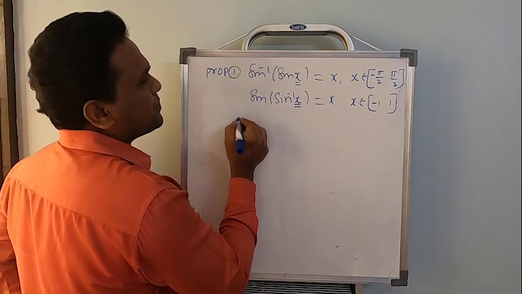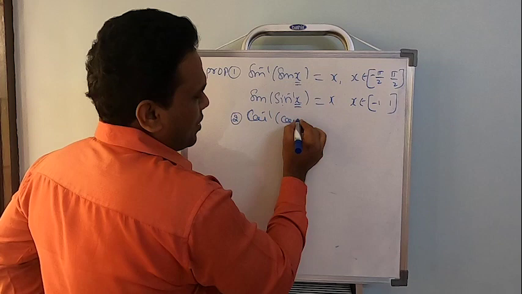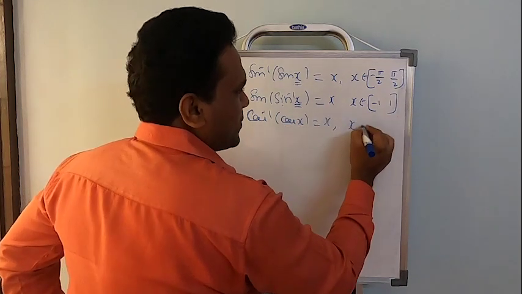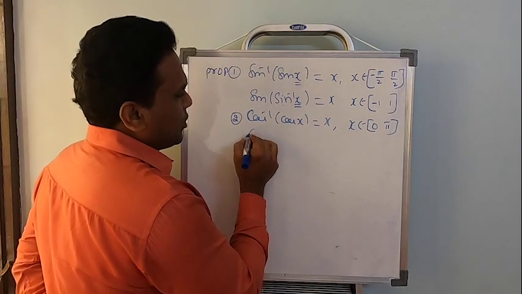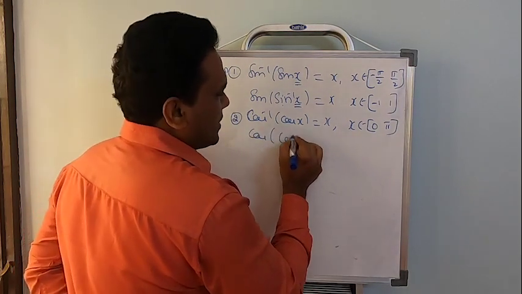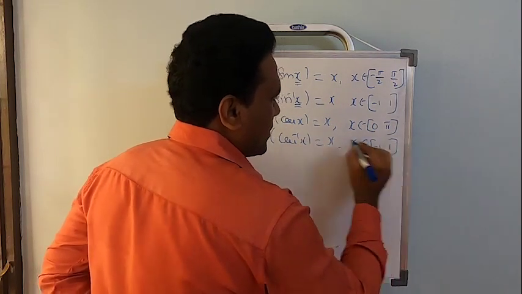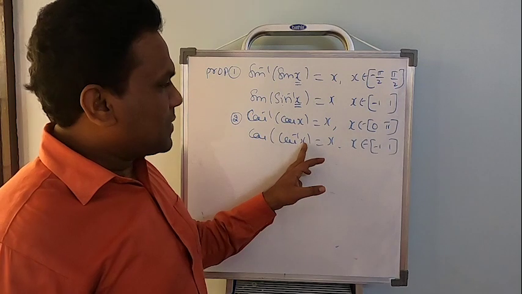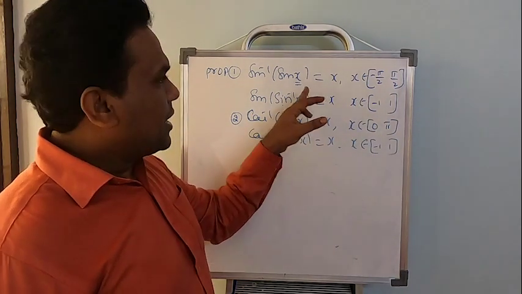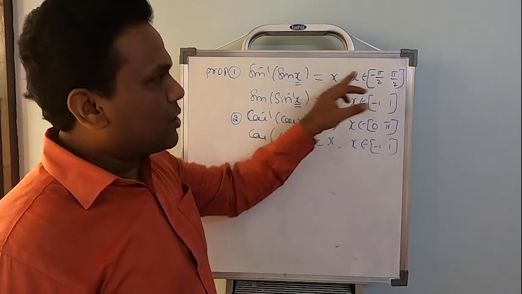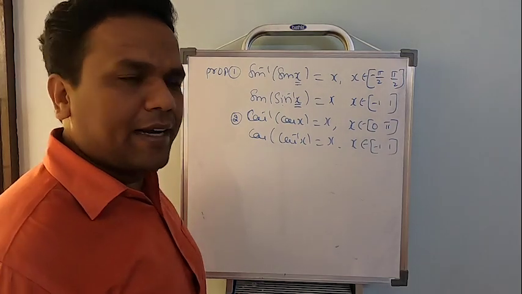The second one is cos inverse of cos x equal to x when x belongs to the closed interval 0, pi. And just below this, cos of cos inverse x can also be written as x if x belongs to the closed interval minus 1, 1. If x is present inside inverse trigonometric ratios, the values of x are going to be real numbers. If x is present inside a normal trigonometric ratio, the values of x are going to be in terms of degrees or radians.